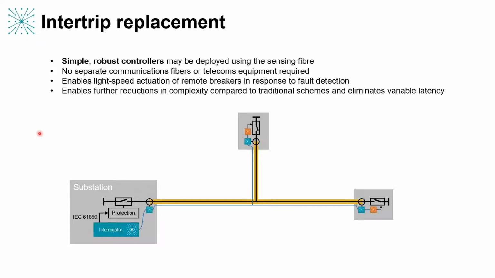These can be used to issue simple commands to a remote plant, such as tripping of breakers in response to fault detection. And since this requires no separate comms fibers or telecoms equipment, it enables a further reduction in the complexity of the differential protection scheme compared to traditional instrumentation methods, and also simplifies some of the associated issues with variable latency in those packet networks.